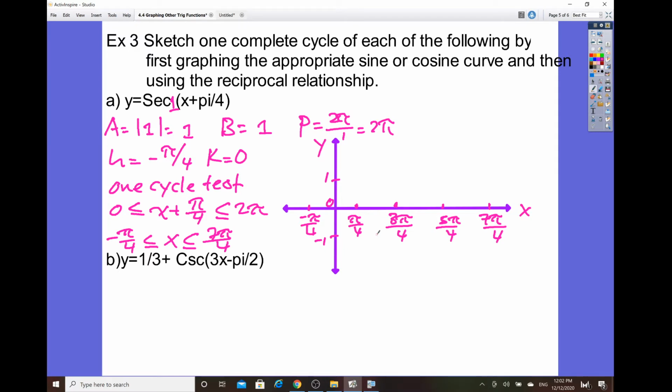Okay, so we start with the basic curve, the parent function based on the cosine. This one starts at negative pi over 4, then that'd be 1. Then over here it would be 0. Over here, negative 1, then 0, and then back to 1. Again, this one is just the reciprocal function of secant, so it goes this way.